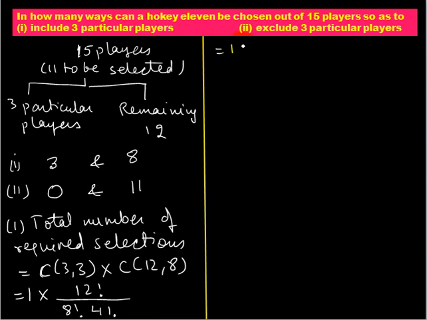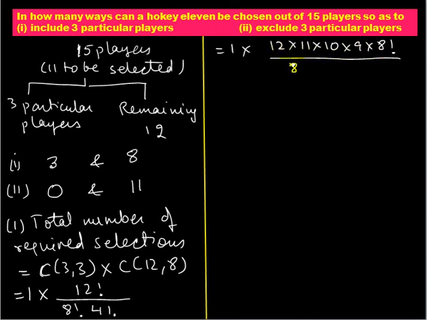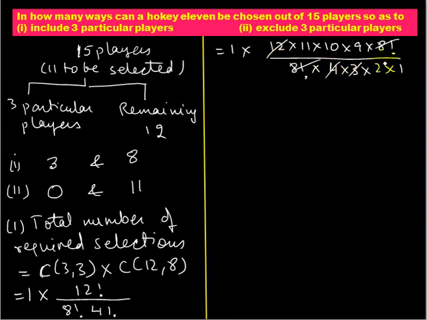Let us see what it gives us. 12 factorial we can write as 12 into 11 into 10 into 9 into 8 factorial. This divided by 8 factorial into 4 factorial. 4 factorial is 4 into 3 into 2 into 1. So you can see here 8 factorial is cancelled out. 4 into 3 is 12. With 2 you can cancel out 10. We get 5 here. So finally we are left with 11 into 5 into 9. So this product comes out to be 495. So there are 495 ways in which this selection can be made.